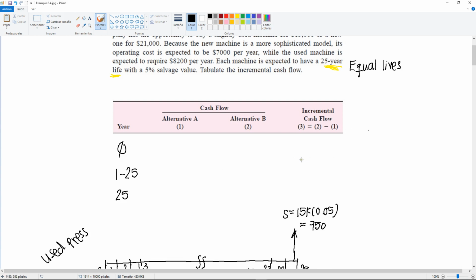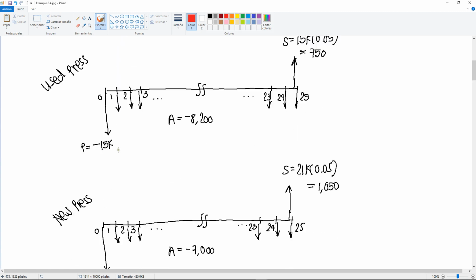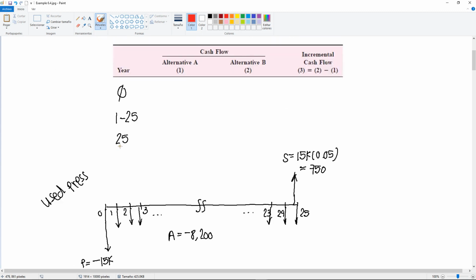Okay, so for alternative A, the P is minus 15, so minus 15 occurs in year 0. First of all, alternative A is the one with the least investment. Which one has the least investment? The used press with minus 15 or the new press with minus 21? So alternative A will be the used press. And alternative B, the larger investment, will be the new. And this is our incremental cash flow.